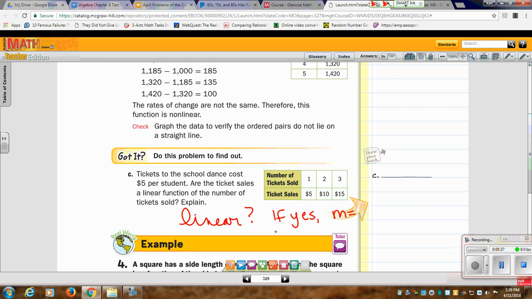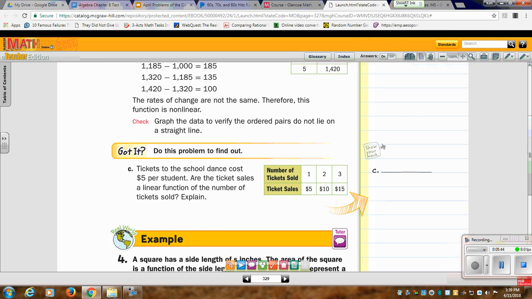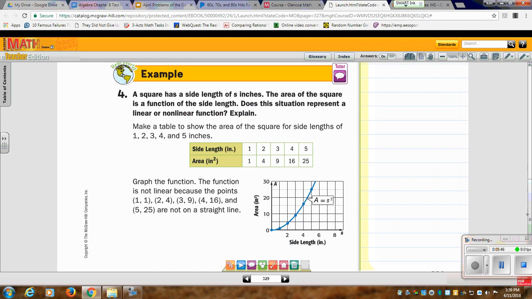If it's no, just say no, not constant. Okay? So that's what you need to do. Tell me yes and the rate of change, or no and not constant. So pause the video and do that work and be ready to type that into your answer. Okay? Since you paused and then come back to it, we're going to go ahead and move on to example 4.